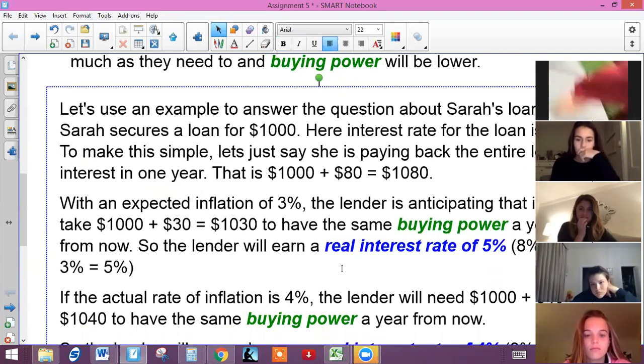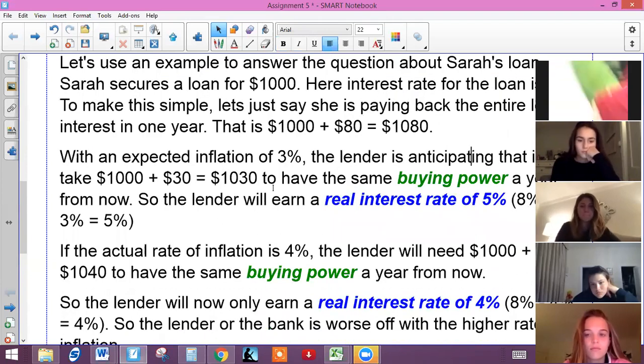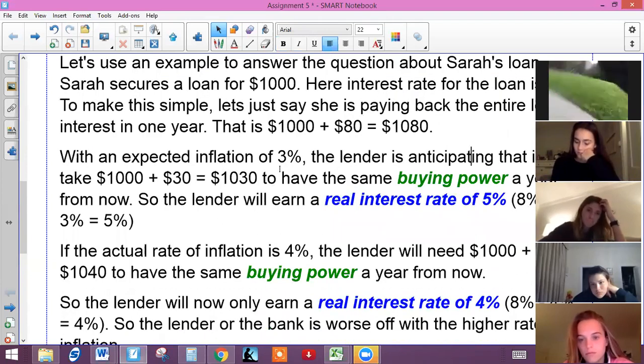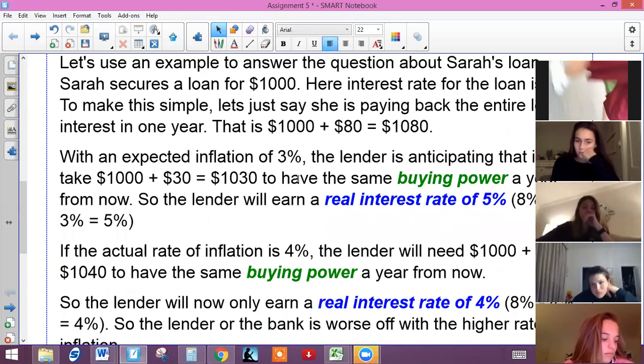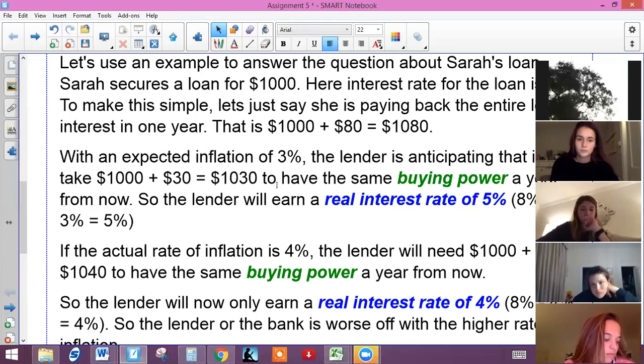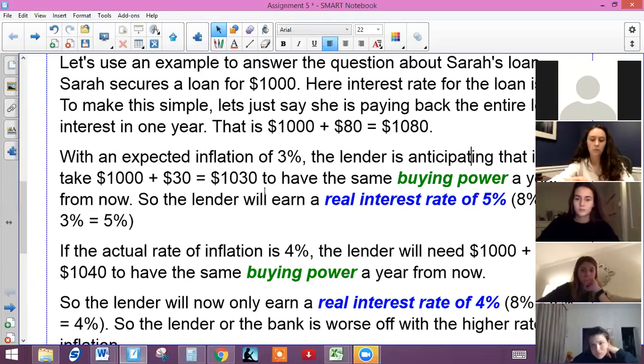Now, with the expected rate of inflation of 3%, what that really means is at the end of the year, it'll take 1,000 plus 3% to buy the same amount of goods and services that $1,000 bought at the beginning of the year because of the 3% inflation. So anyone in this economy is going to need $30 more at the end of the year to buy the same amount of goods that they could buy at the beginning of the year.